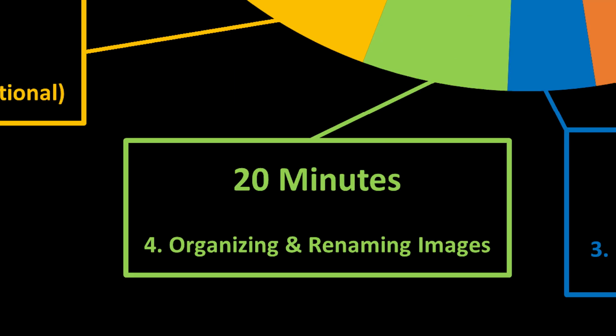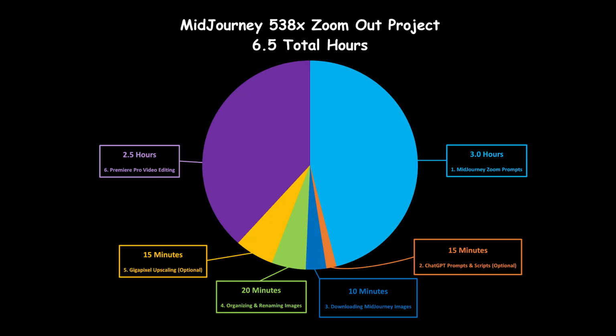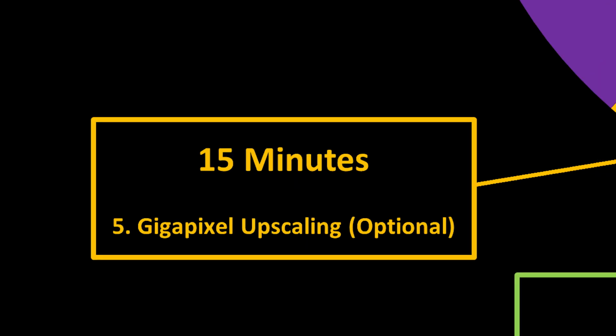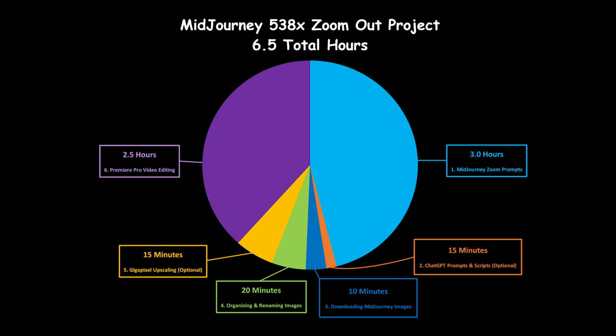Step number 4 takes about 20 minutes to organize all of our files and rename all of them. So we would have to create one folder for each of our image sets, and then we would have to rename each image in sequential order to 1, 2, 3, 4, 5, 6, 7, etc., which we can automate in 10 seconds using Python and ChatGPT. Step number 5 is optional, where you can upscale your images using AI technology to make them a little bit more clear. This only takes about 15 minutes of running the images in the background to upscale them, which increases the resolution of all the images.